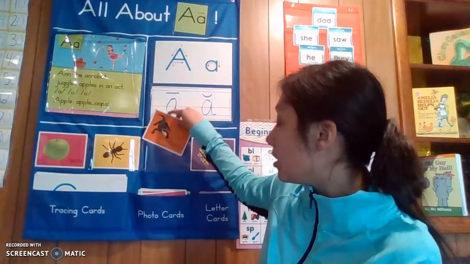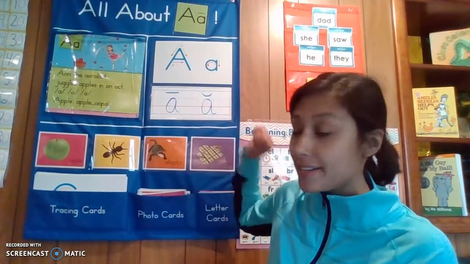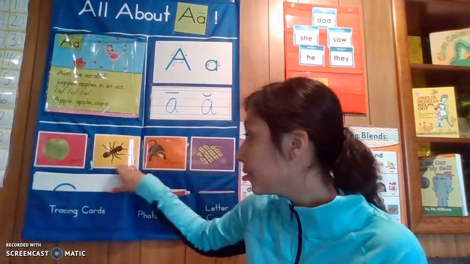alligator. Alligator. Do that with me, get ready. Alligator. Again. Alligator. One more time. Alligator. So we have the short sound in apple, ant, alligator.